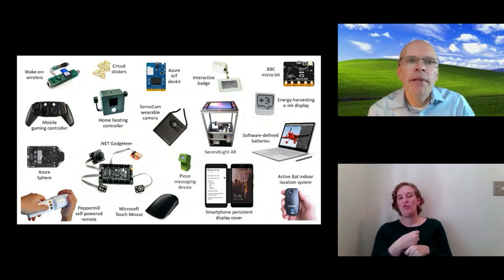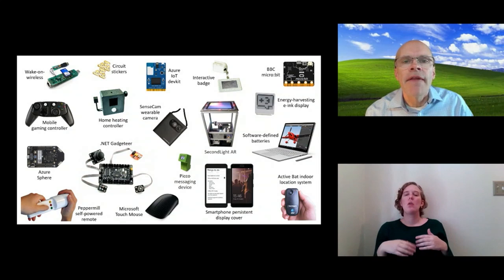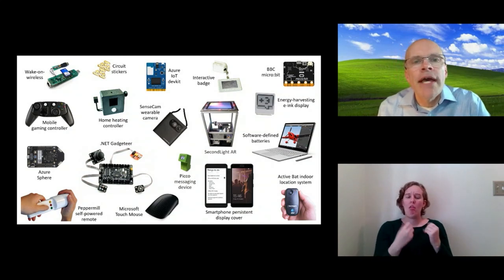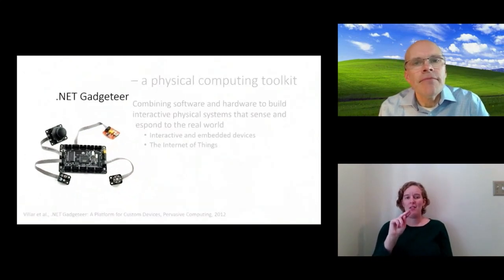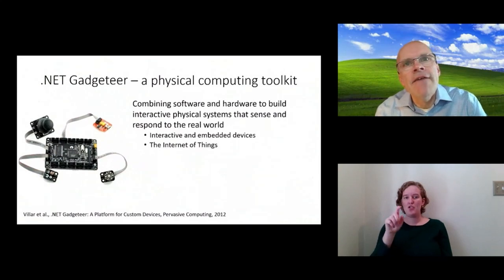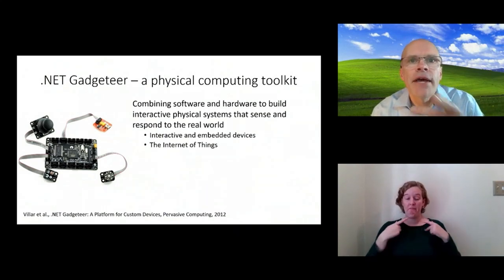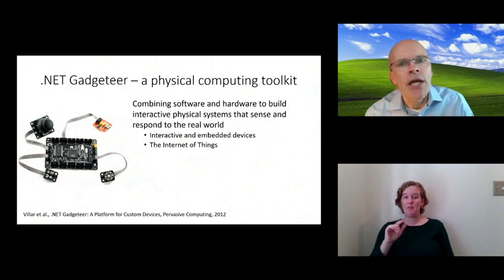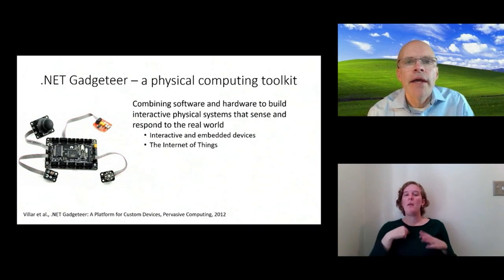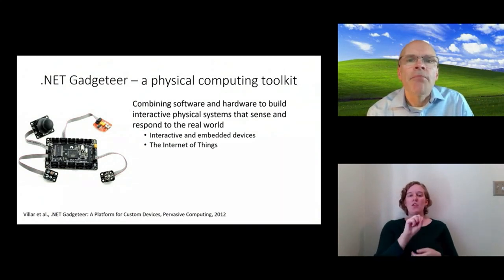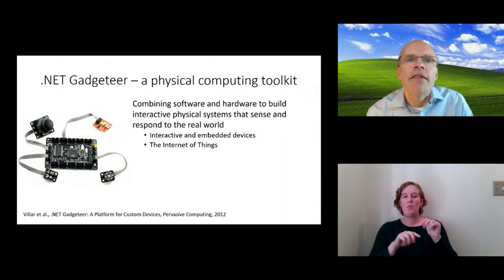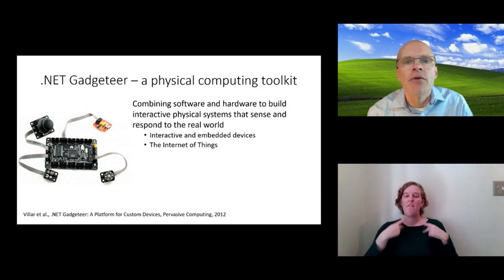I'm going to spend quite a bit of time today talking about one example of this, and that's a system called .NET Gadgeteer. .NET Gadgeteer is a physical computing toolkit, if you will. For those of you not familiar with the term physical computing, I put a definition here on the slide: combining software and hardware to build interactive, physical systems that sense and respond to the real world.